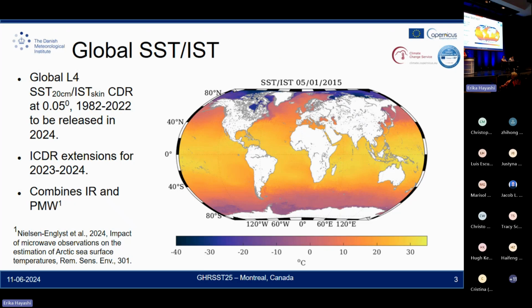And we have an intermediate climate data record extension that will cover the years 2023 and 2024. As I mentioned, it's unique because it combines SST and IST, but it's also unique because it combines infrared and passive microwave. That is due to work from Pia Englyst et al., from a recent publication based on our Arctic product, but we have some new advancements there.